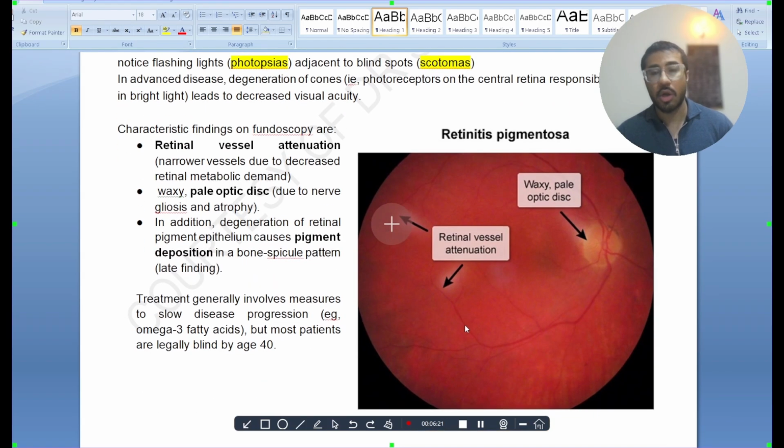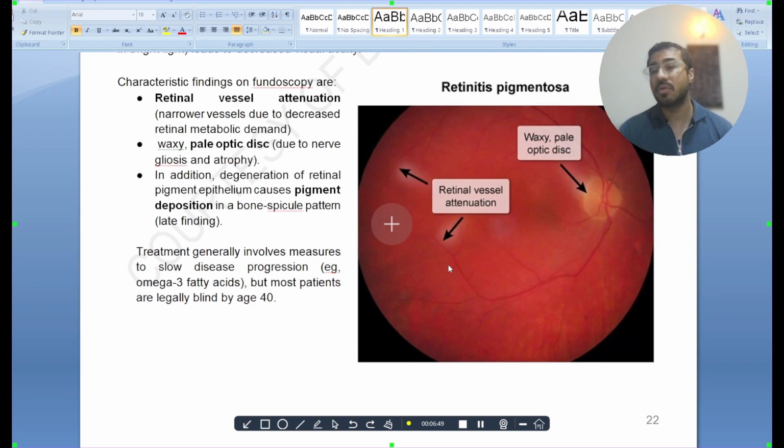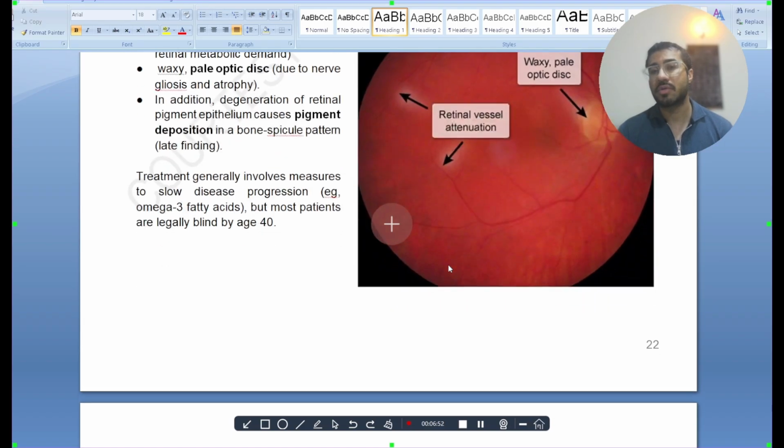The new research says that they have started using stem cell therapy in order to delay the progression of the disease. But here, the only information we have is omega-3 fatty acids that slow the disease progression. What is the treatment for retinitis pigmentosa? There's no known treatment. The only thing we can do is slow down the progression of the disease by using omega-3 fatty acids. And some trials are using stem cells in order to delay the progression of the disease, and the results are really good.